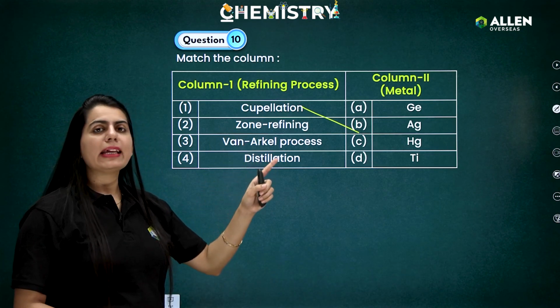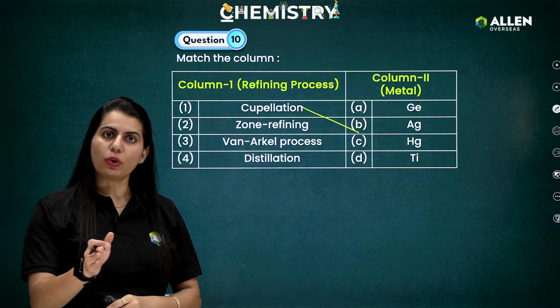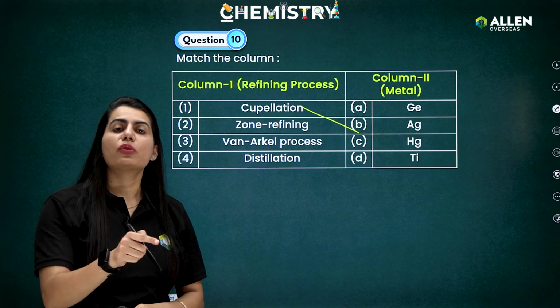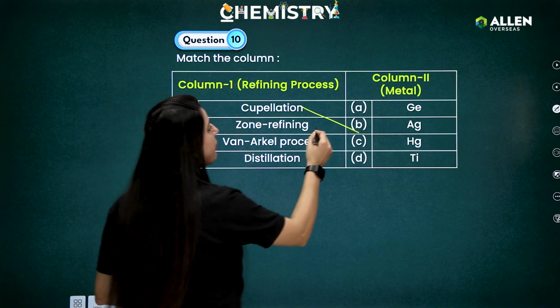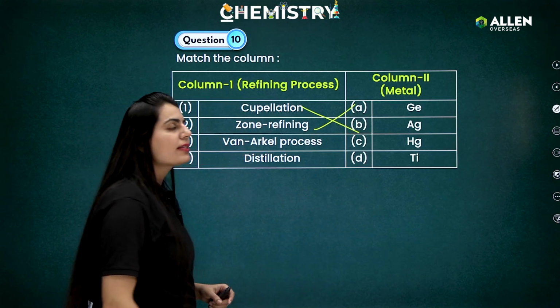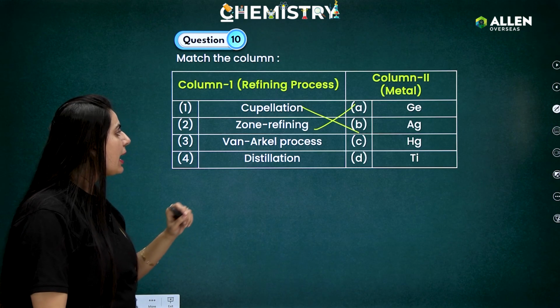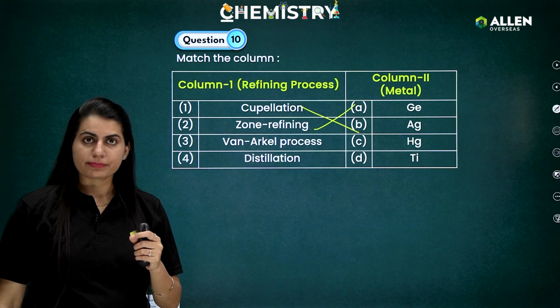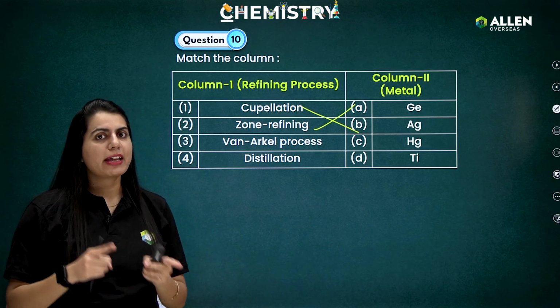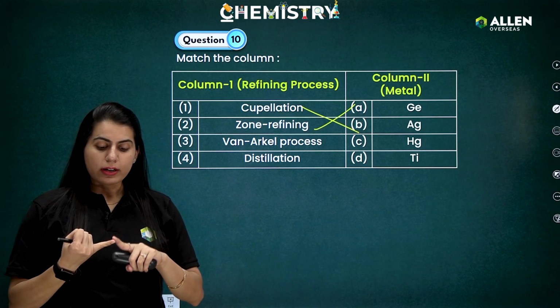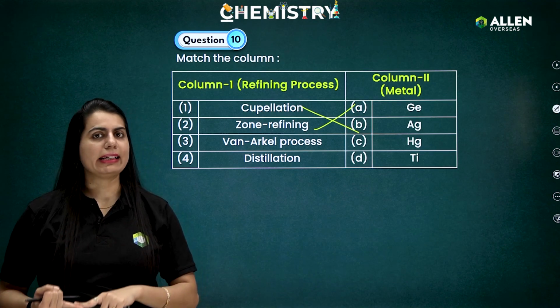So zone refining is a technique where the principle is that impurities are more soluble in the melt, right? So zone refining will be for this group 14 element, which is germanium. Then we have the Van-Arkel process. Now students, the Van-Arkel process is a vapor phase refining method for zirconium and titanium.